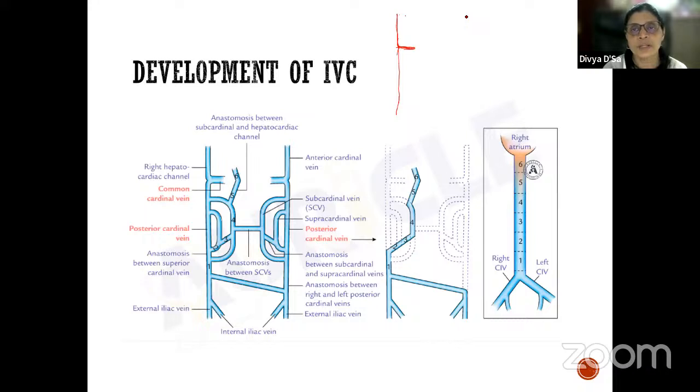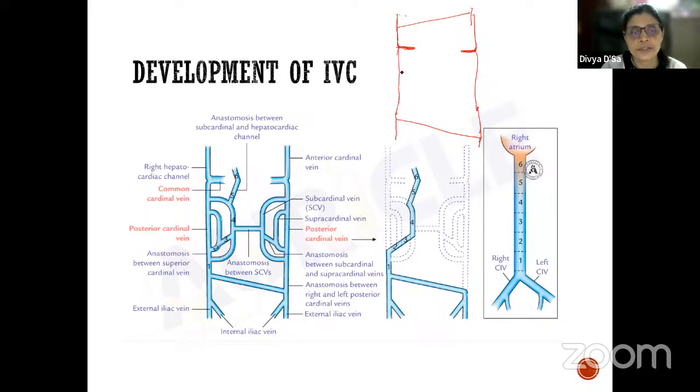Okay. So similarly on the left side also we have the left anterior cardinal vein and the left posterior cardinal vein joining to form the which one? Left common cardinal vein. Okay. So this is the thing. So in the lower part, now both of these, there is an anastomosis. Similarly, here also there is an anastomosis between the anterior cardinal veins, right and left. Here also there is an anastomosis between the right and left posterior cardinal veins.